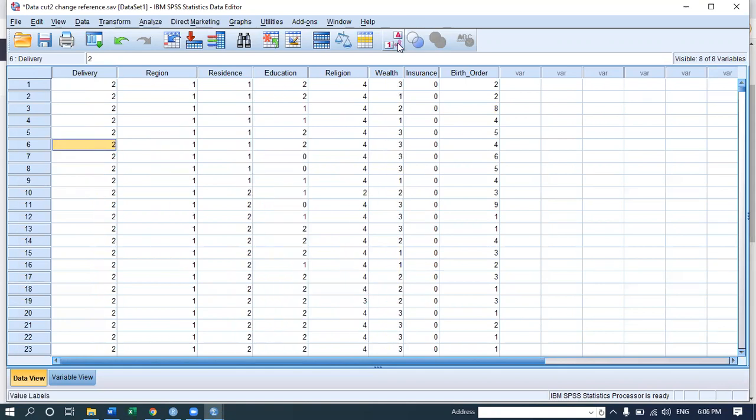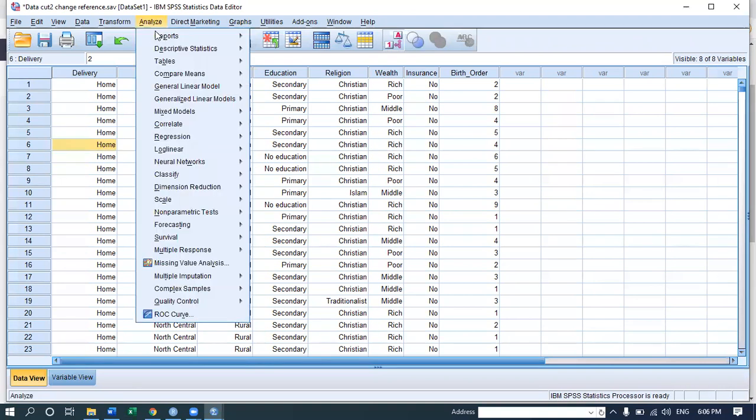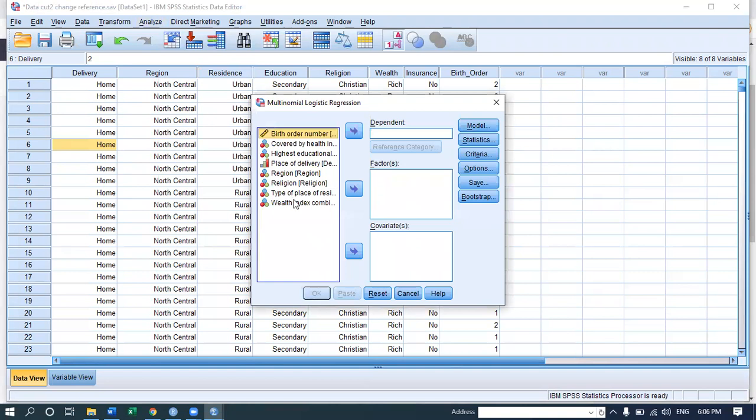So I've taught you how to use this. After coding, if you want to see it, you use this symbol. So I believe I've explained. So we go to multinomial logistics. Remove your dependent variable, which is place of delivery. Remove it. Then the others. Now take note of this. We have two dialog boxes. The first is factor, the next is covariate.